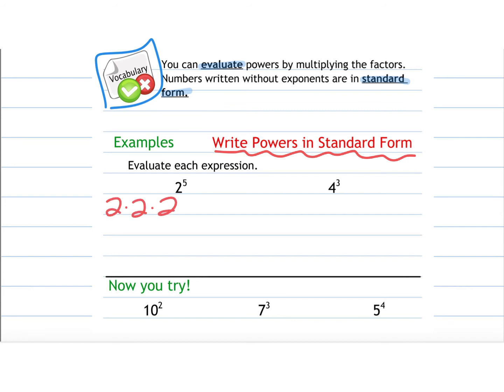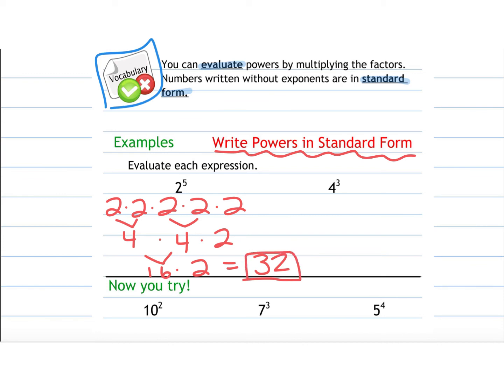1, 2, 3, 4, 5, and I'm not going to say, oh, that's 10. Let's see why not. So 2 times 2 is 4, and another 2 times 2 is 4, and 4 times 4 is 16, and 16 times 2 is 32. So 2 to the power of 5 is 32. It does not equal 10. Be very, very careful of that.